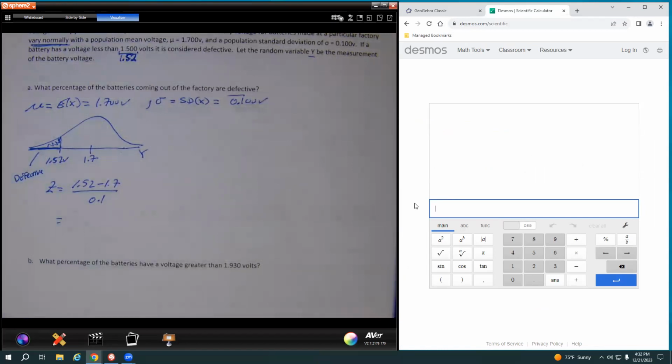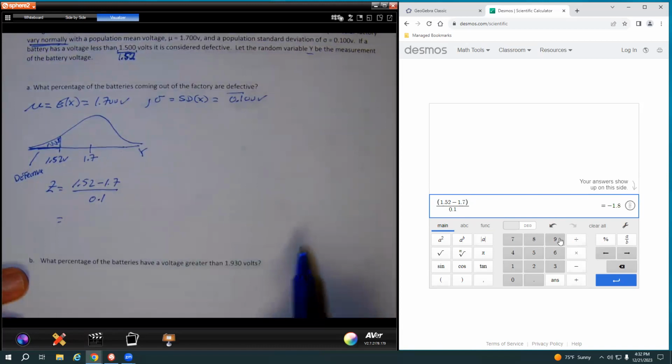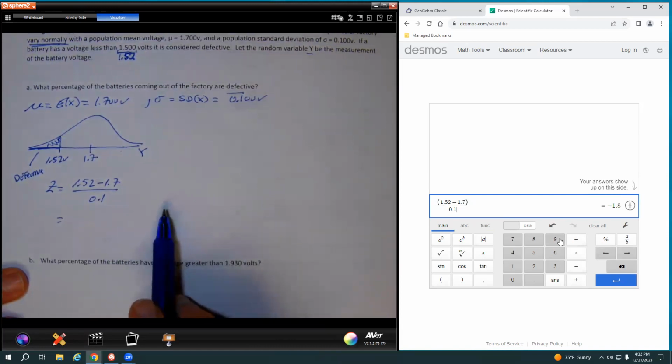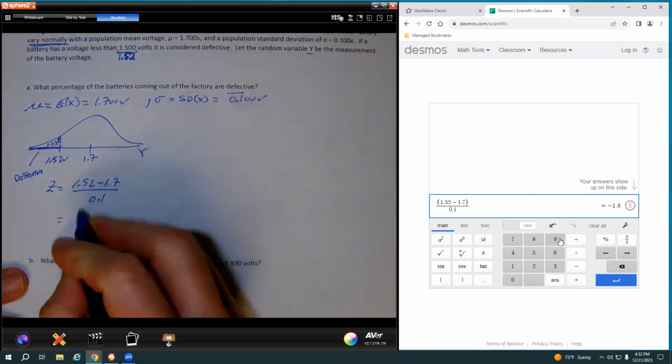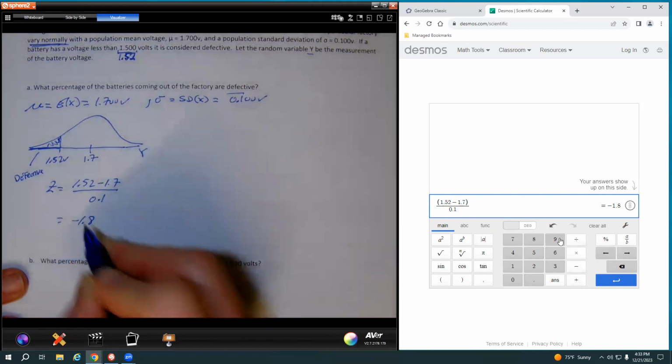So what I'm going to type in, I'm going to put parentheses just to make this easier on myself. 1.52 minus 1.7, and I'm going to hit the slash mark, the division key. I could hit the division button here, or I can use the slash mark on my keyboard. I'm going to click here, and then I'm going to enter 0.1. And then immediately notice it gives me the value on the right. So this should be negative 1.8.